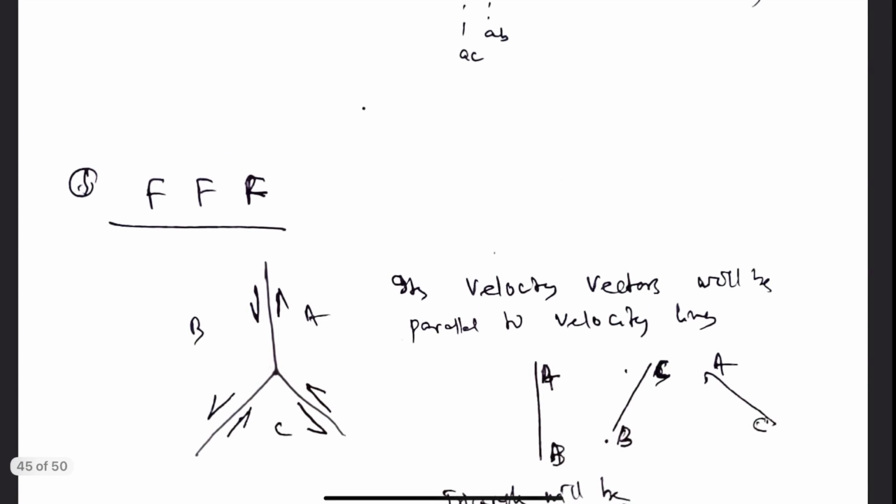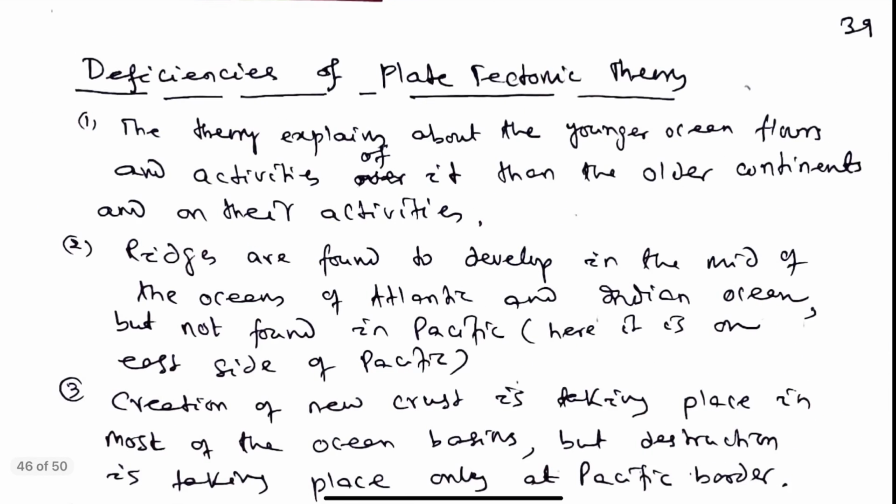So we have to see whether the plates forming the triple junction have velocity vectors making a triangle, and the velocity lines meeting at one point. In that case it will be stable, otherwise it will be unstable.